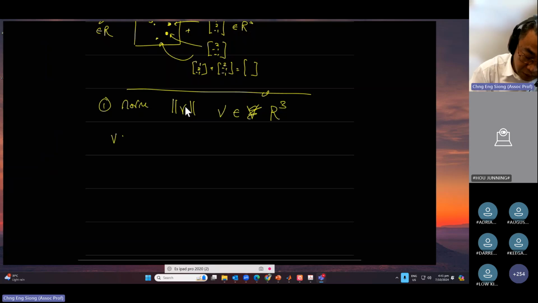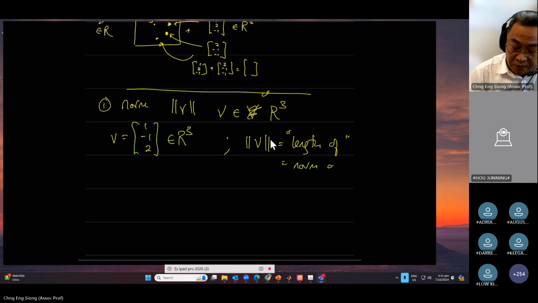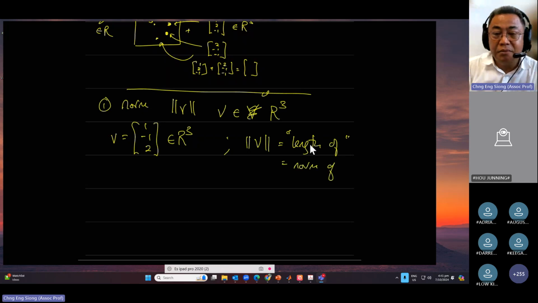So V is equal to (1, -1, 2), so V belongs to R3. And what does the notation, the norm, this double line V, mean? The language is not very official, but at least what we say is the length of, or we should say the norm of. Norm is the technical term. Length is the language we use in the street. Okay, the length of a vector. So what does the length of a vector mean?